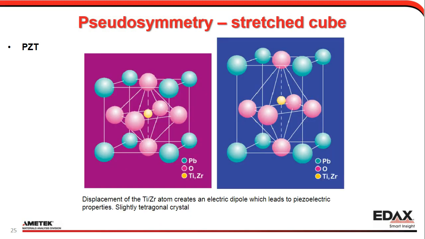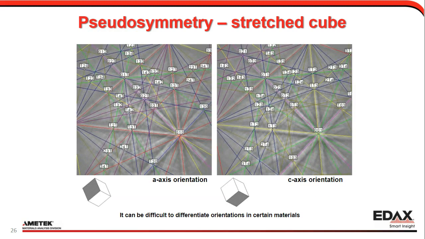So the other example is a stretched cube, like I talked about for martensite. This example is for PZT. So you have a displacement of the yellow atom there. This creates the dipole that leads to the piezoelectric properties, and it's slightly tetragonal. This is exaggerated. If you look then at the indexing, so here's two different orientations, A-axis orientation, C-axis orientation. You can see they're very similar. You can see the difference in this case, but it is slight.